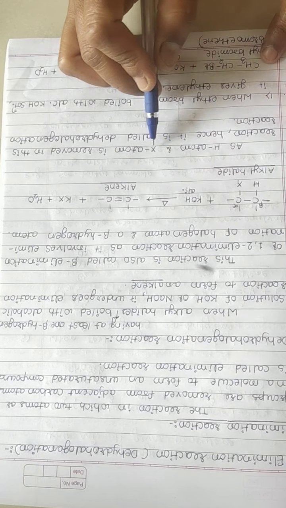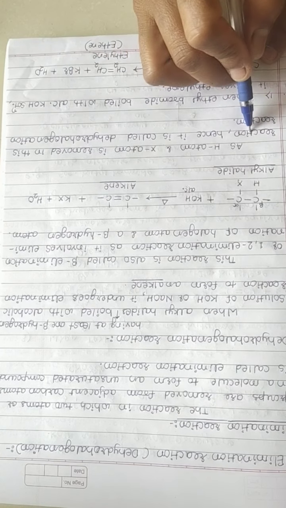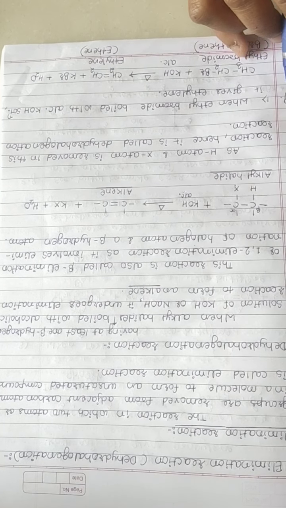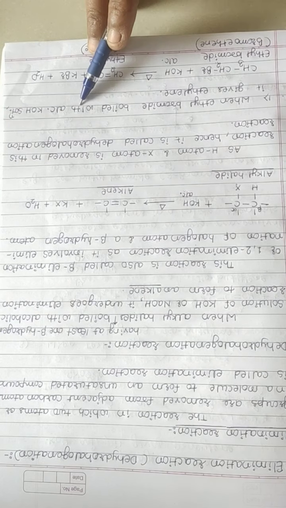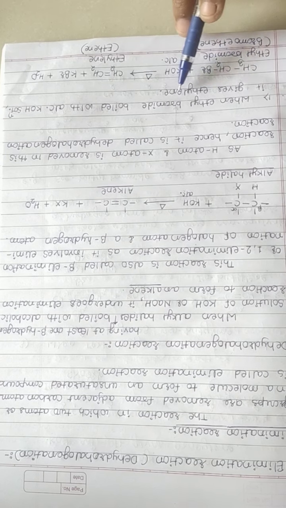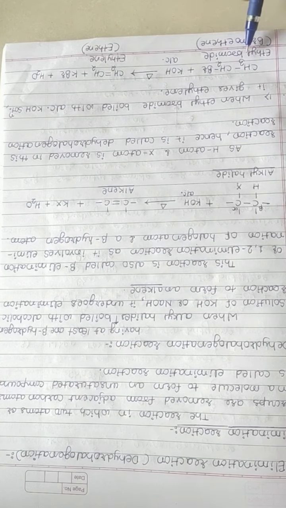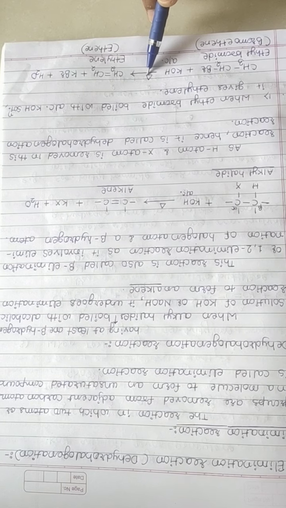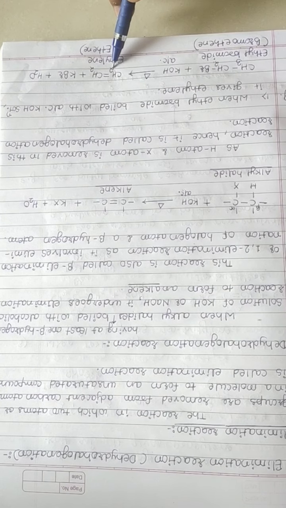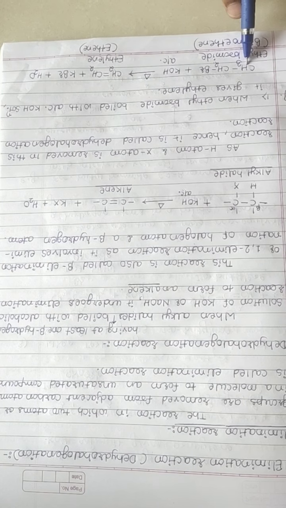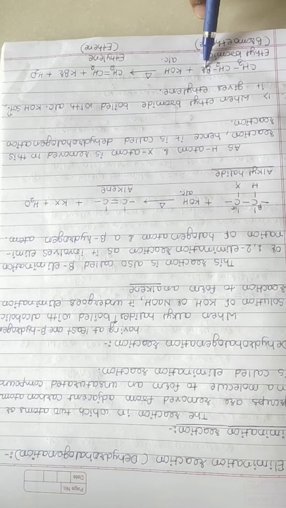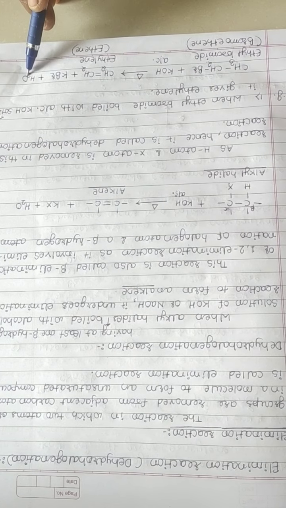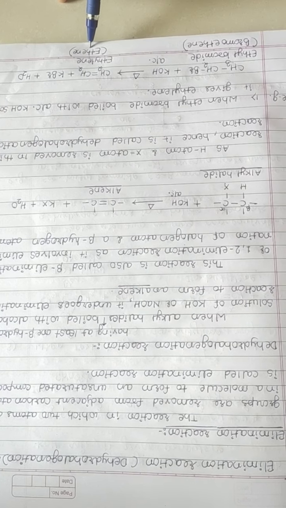As a hydrogen atom and a halogen atom are removed in this reaction, it is called dehydrohalogenation reaction. For example, when ethyl bromide is boiled with alcoholic KOH solution, it gives ethylene, IUPAC name ethene. CH3CH2Br plus alcoholic KOH, boiled, gives the product CH2 double bond CH2. Here hydrogen is removed from this carbon and Br is removed from this carbon atom. Therefore, two byproducts are formed, KBr and H2O. This product is called ethylene, IUPAC name ethene.